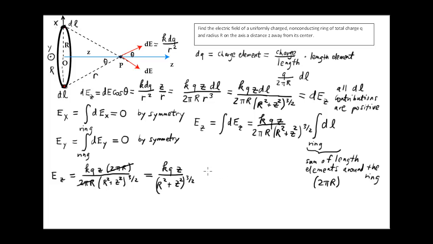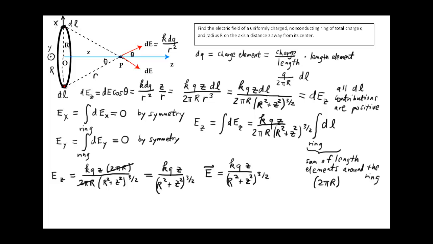And one last thing, if we just want to write this as a vector, then we would say that E is equal to this E sub z in the k hat direction. So it's a little bit tedious, but just to make sure that you see exactly how the answer ought to be reported as a vector quantity, we write it down like this.